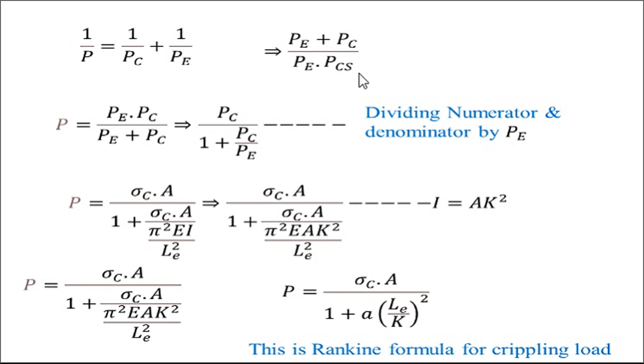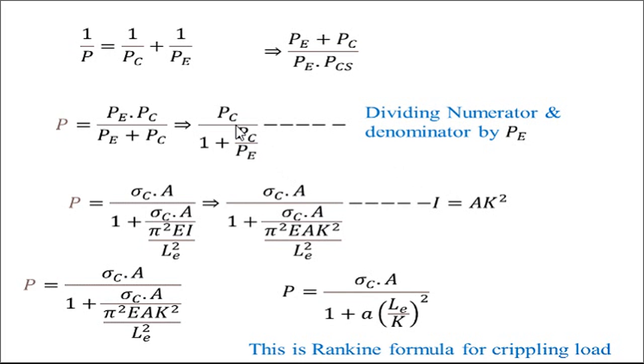Sometimes in different books PCS is also used, because this is the crushing load. So PC or PCS is one and the same, so you can use only PC, which is the crushing load. So 1/P is equal to 1/PE plus 1/PC, that is P is equal to PE into PC divided by PE plus PC. If you divide the numerator and denominator by Euler's critical load, that is PE, then it is further simplified to PC divided by 1 plus PC divided by PE.